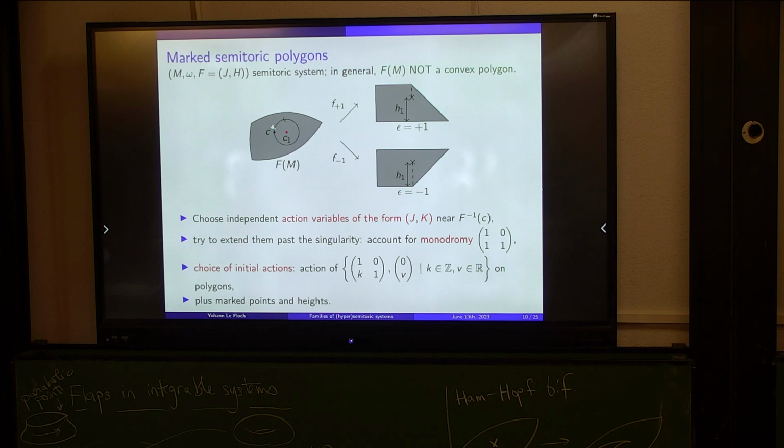What is good for you is that actually this monodromy doesn't depend on your system. It only depends on the number of focus-focus values encircled by your loop. So it's 1 here, but if you add k points inside your loop, you will have a k.